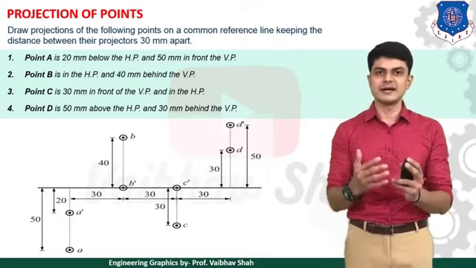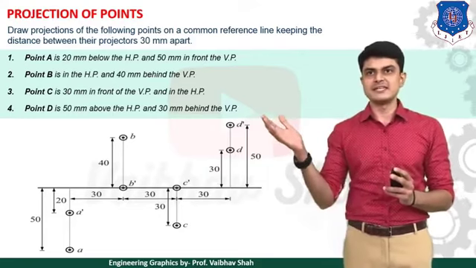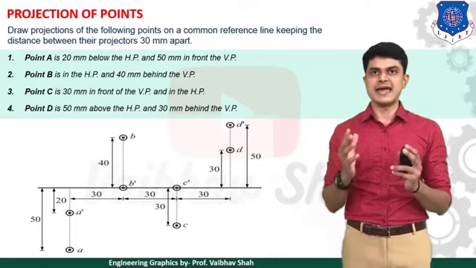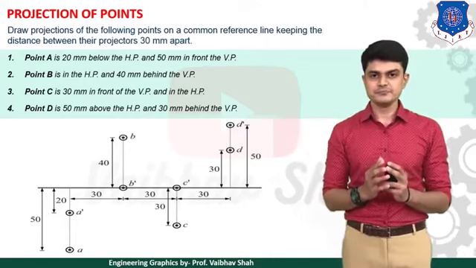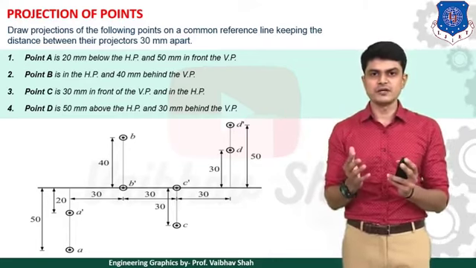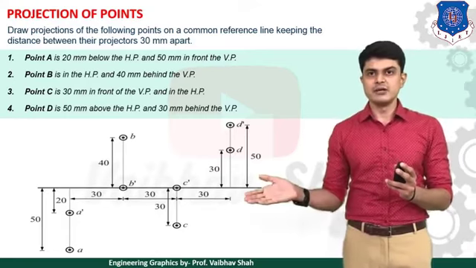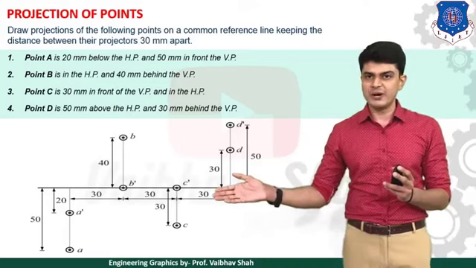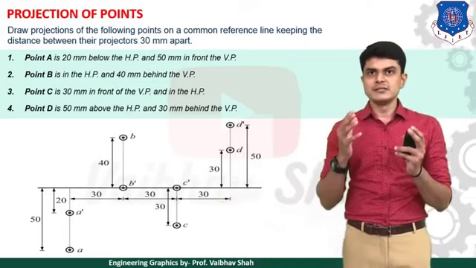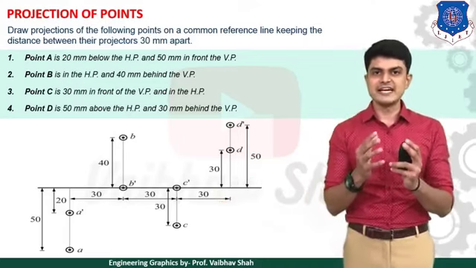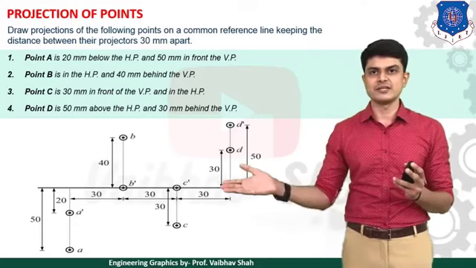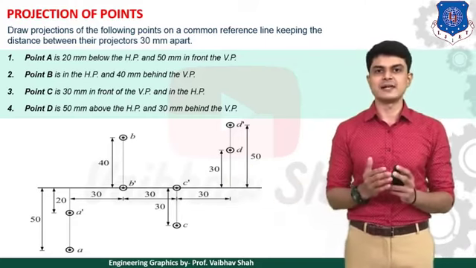Then after, let us move to a third example, which is what? Point C is 30 mm in front of VP and in HP. In front means what? In front means below the XY line. So we will be having your point C below the XY line, which would be 30 mm below the XY line, and the point is in HP, which means your point C dash would be on the XY line itself. So as you can see, point C dash would be on the XY line itself.